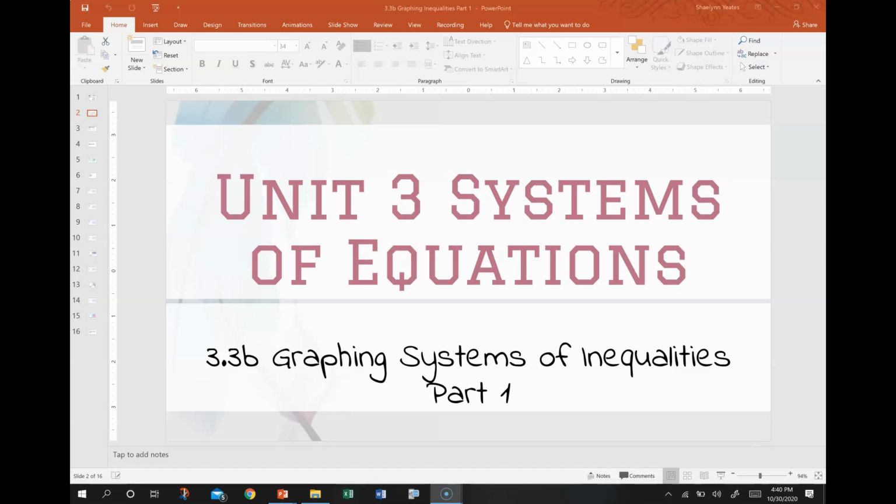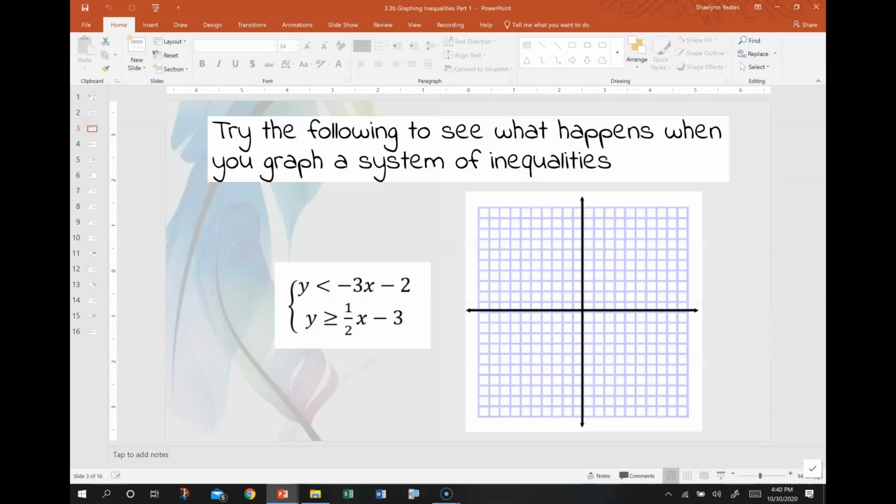All right, so Unit 3, Systems of Equations. We're talking about graphing a system of inequalities. That's what we're talking about today. So we've talked about graphing inequalities, now we're talking about graphing systems of them. So first we're going to try the following and see what happens when you graph a system of inequalities.